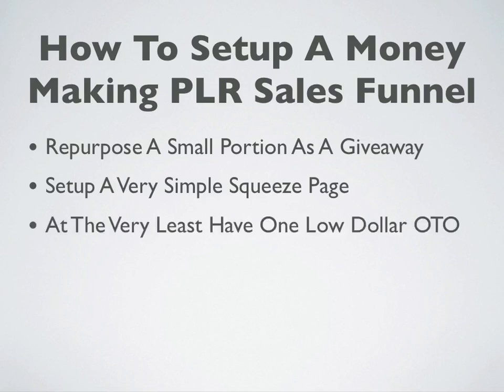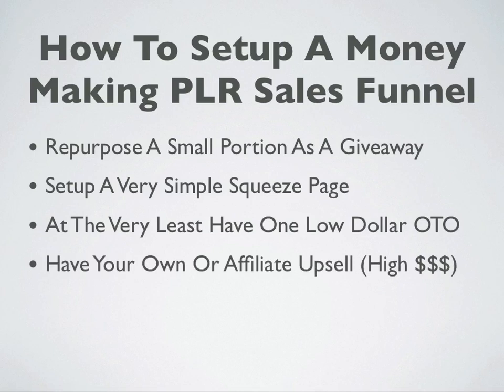Now, another thing that you're going to need in this money-making sales funnel is at least one low-dollar OTO, or one-time offer. You want to have at least like a $9 or a $10 one-time offer or an upsell right after they opt into your list.